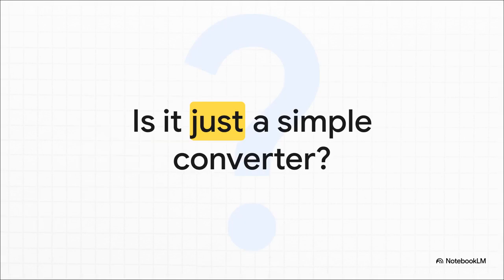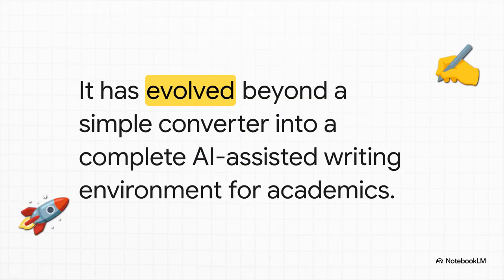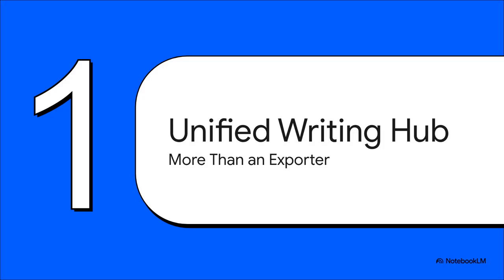But here's where the plot thickens. Is that the whole story? Is it really just a simple tool for exporting your text? No way. It has absolutely evolved. We're not just talking about a simple exporter anymore. We are talking about an entire platform, a whole environment built to plug directly into an academic writing workflow. It's designed to save you from that fragmented, frustrating process you're so used to. So let's break that down. What does this whole unified writing hub thing actually mean when you're using it?